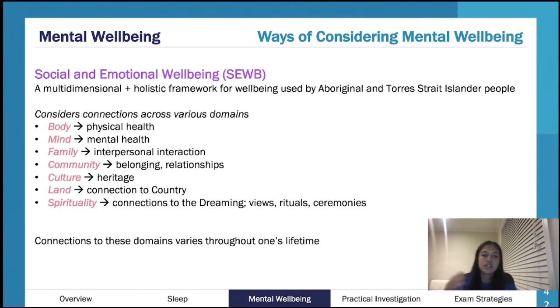It's this idea of considering the connections across different domains and how they impact one's mental well-being, tying in specifically to social and emotional health. So the different things that are looked at here, which you need to be aware of, are the body, mind, family, community, culture, land, and spirituality.